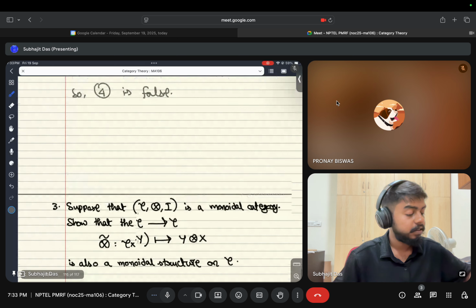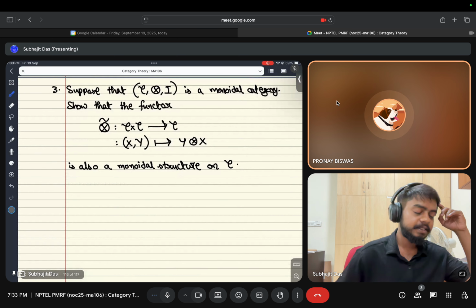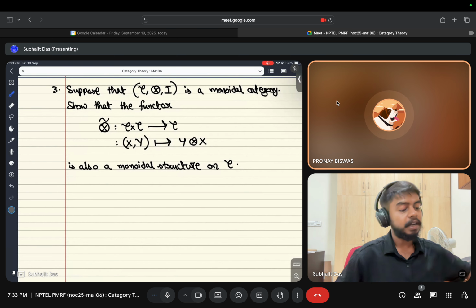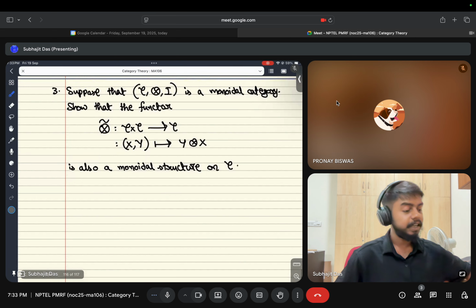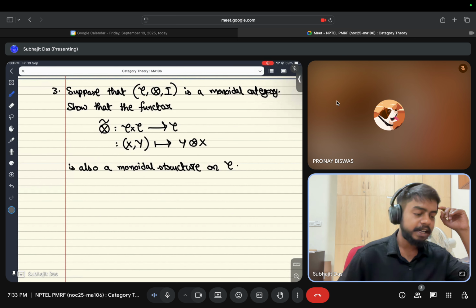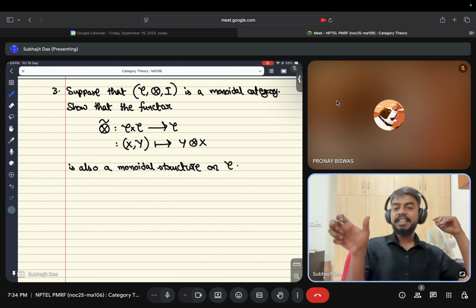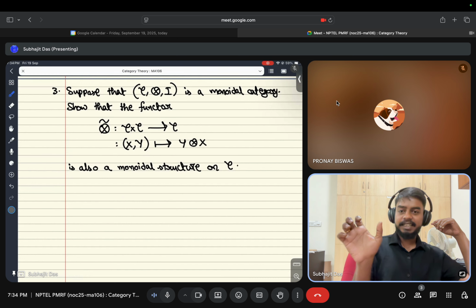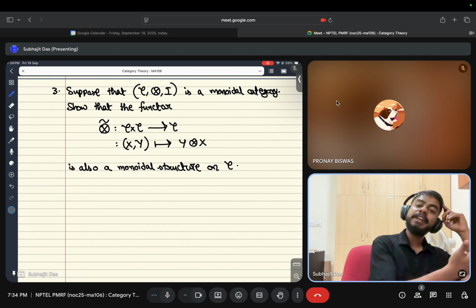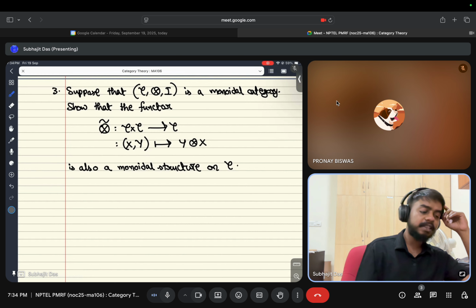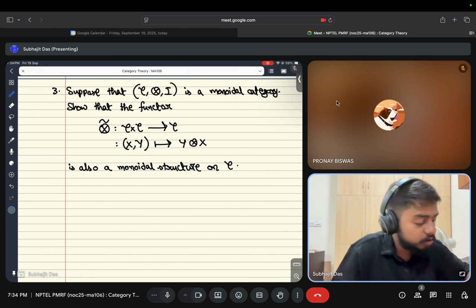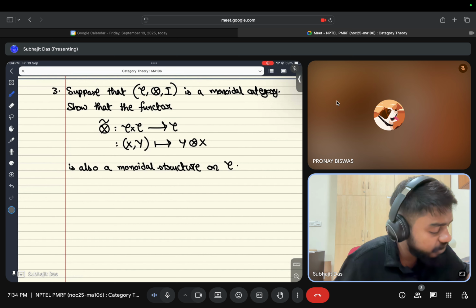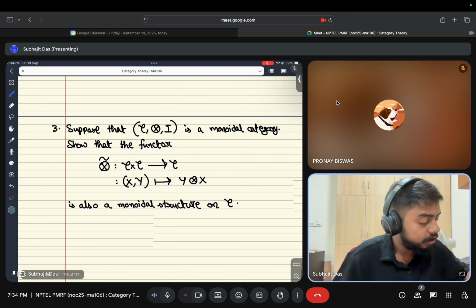Okay. Two more questions. Suppose that (C, tensor, I) is a monoidal category. Show that this functor from C cross C to C, which takes (x, y) in this order and maps it to the flipped tensor product y tensor x, is also a monoidal structure on C. So we will just quickly mention hints only.